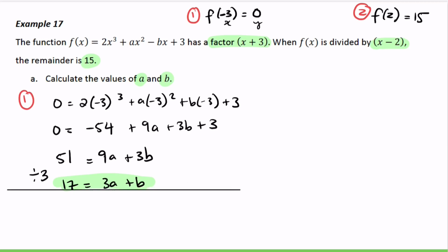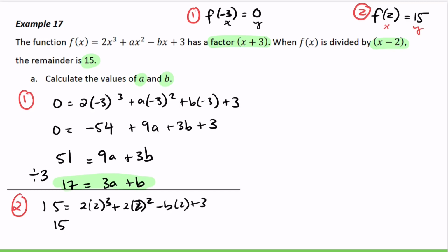I'm then going to do something very similar for part 2. So in this case, this is x and this is y. I'll substitute those both in. So that'll be 15 is equal to 2 times 2 cubed plus 2 times 2 squared minus b times 2 plus 3. When we work this all out, we're going to get 16 plus 4a minus 2b plus 3.